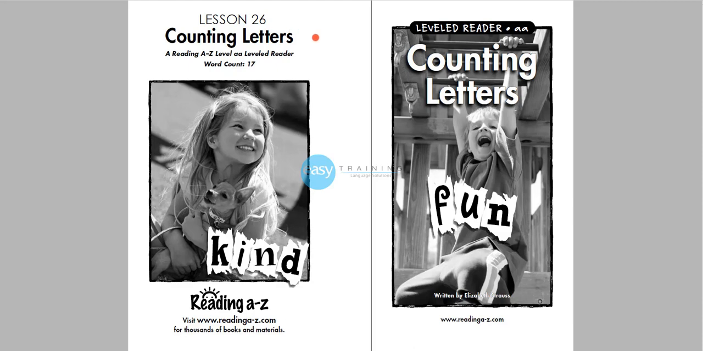The title of this lesson is Counting Letters. And as you may guess, we will be talking about counting small numbers from 1 to 10 or probably from 1 to 20, 1, 2, 3, 4, 5, etc. And about letters of the alphabet, A, B, C, D, E, F, G, etc.